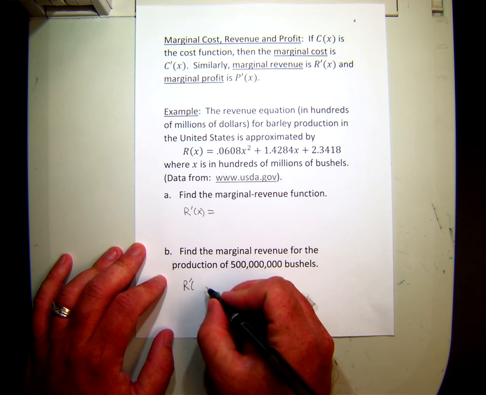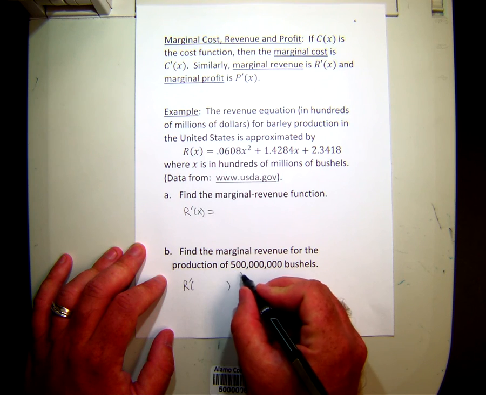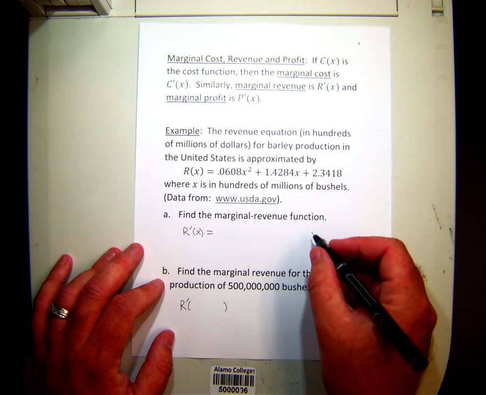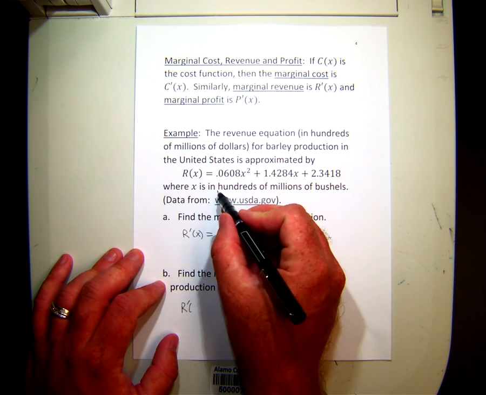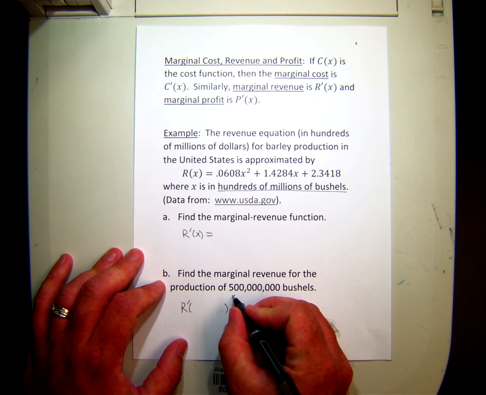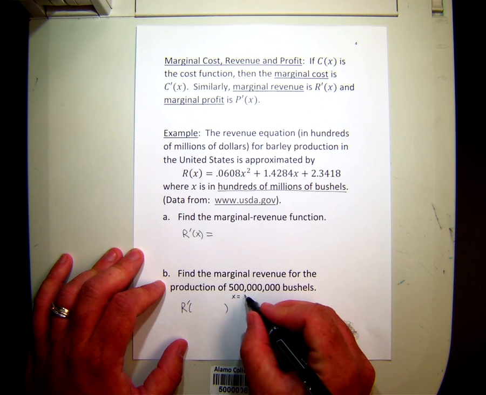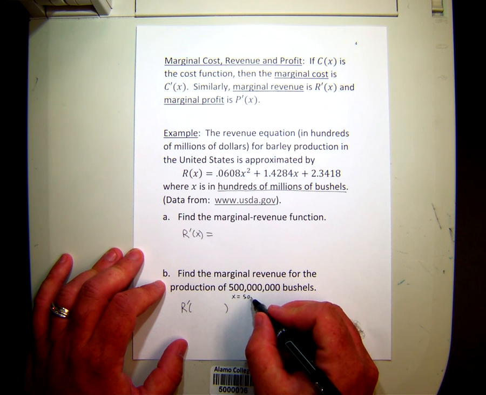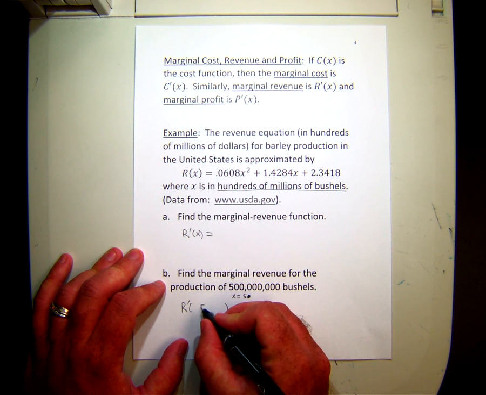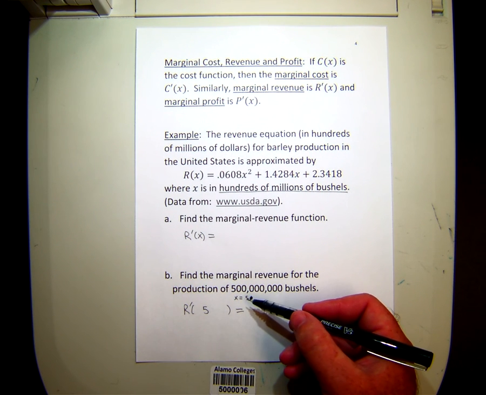So once you've found R prime, you're going to plug in a value. Now be careful. This is 500 million. But what did they say about x? It said x is in hundreds of millions of bushels. So here, this is when x equals how many? Hundreds of millions. This is 500 million, so x is just 5 hundred million bushels. So don't make it harder than it needs to be. Just plug in the value that they're asking you to plug in.